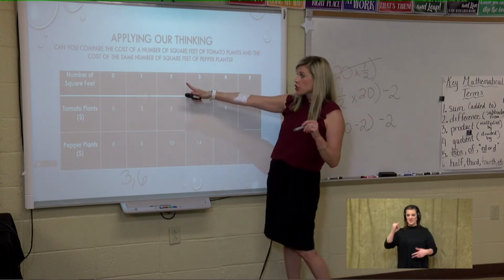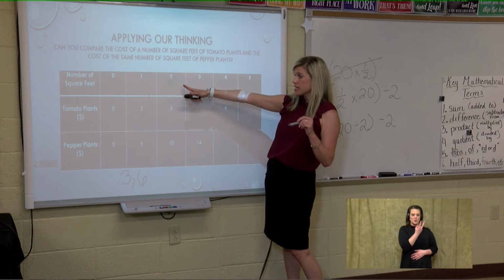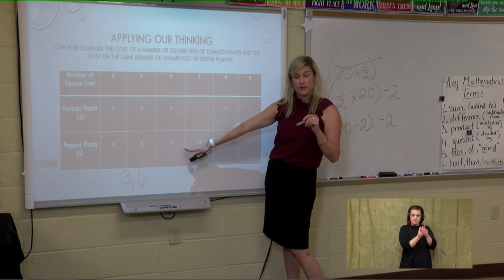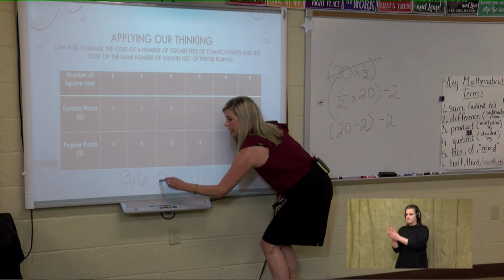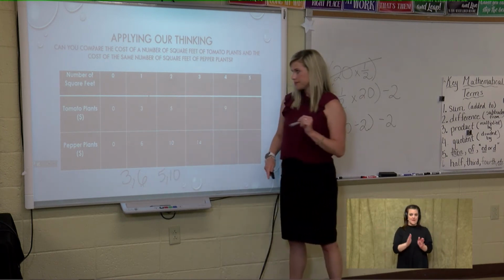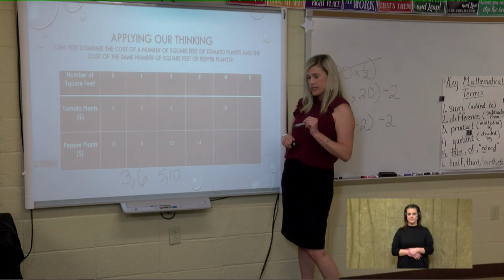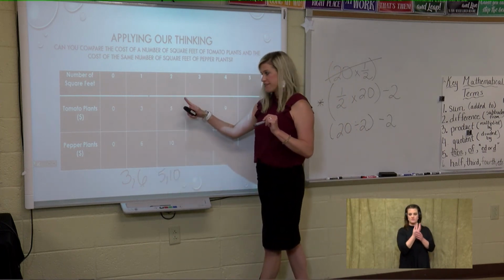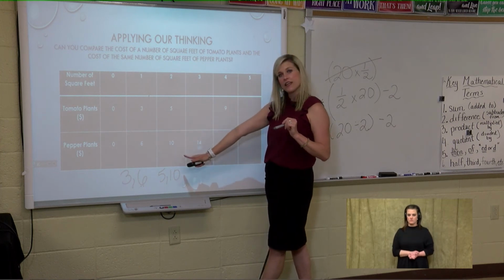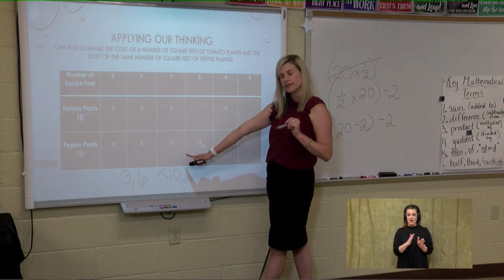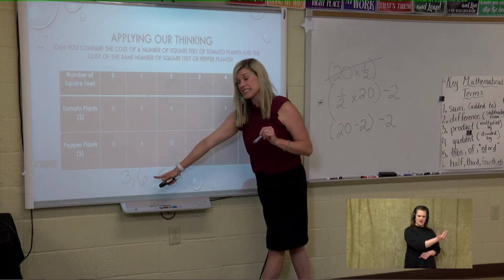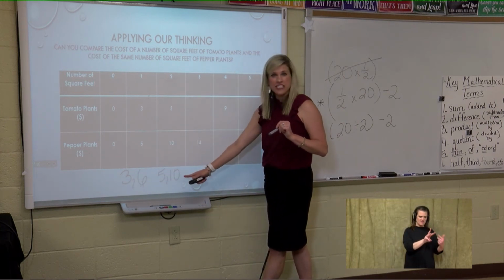If there are 2 square feet, 5 and 10. Are you seeing a pattern? What about 3 square feet? 3 to 6, 5 to 10. What would that pattern be? I'm seeing halves. 3 is half of 6, 5 is half of 10.